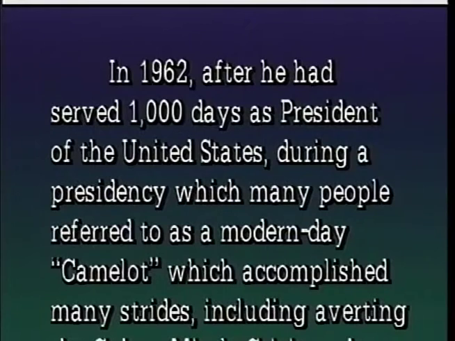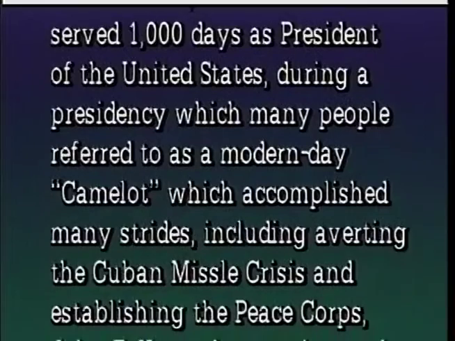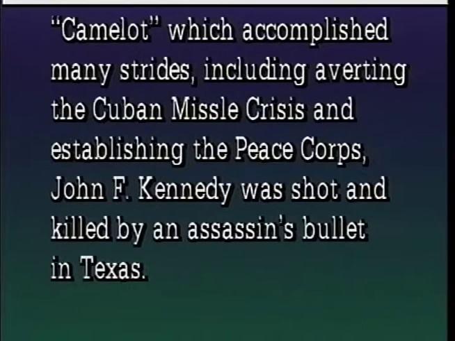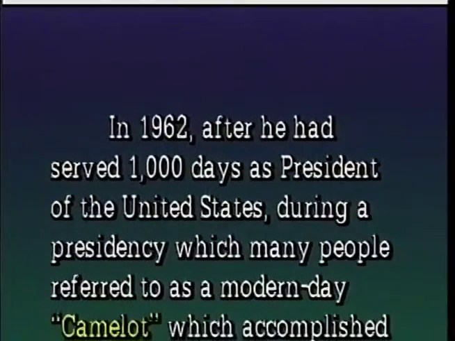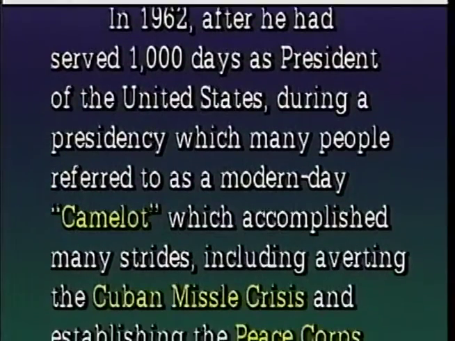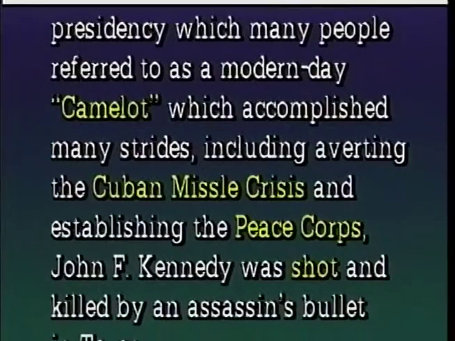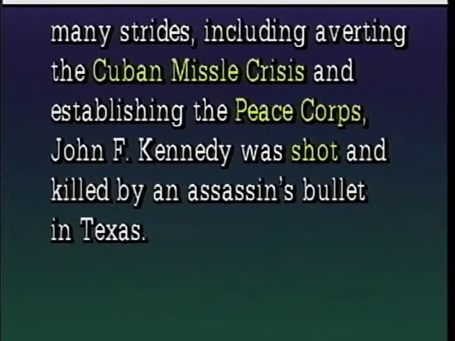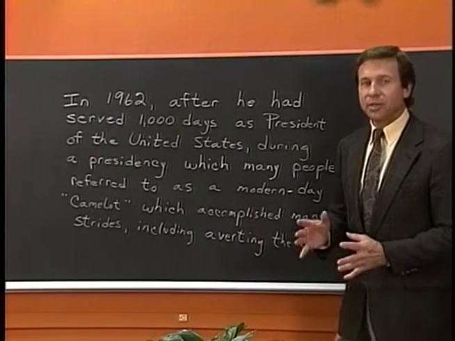"In 1962, after he had served 1,000 days as President of the United States, during a presidency which many people referred to as a modern-day Camelot, which accomplished many strides, including averting the Cuban Missile Crisis and establishing the Peace Corps, John F. Kennedy was shot and killed by an assassin's bullet in Texas." What's the main point of this sentence? Is it Kennedy's charisma? His accomplishments with the Cuban Missile Crisis and Peace Corps? Or is it the fact that he was shot? As it stands now, it's difficult to tell.